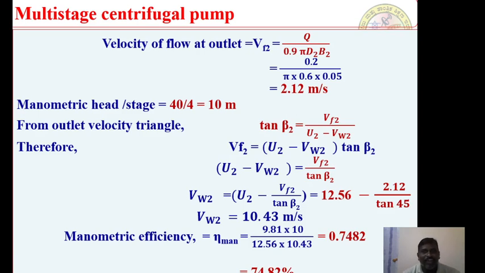Suppose the 10% loss is given, then we use the 90% factor, but in this case the 10% loss is not given in the problem, so we just calculate the value of the full area of the flow, that is 0.2 divided by pi into 0.6 into 0.05. So 0.9 is not there in this case; the 10% is not accommodated in the system. Therefore I have considered only the full area of the flow, pi into 0.6 into 0.05, and that gives 2.12 meter per second. Therefore the total manometric head is 40 meters of water. It has to be distributed among 4 impellers. Therefore 40 by 4 is equal to 10 meters.